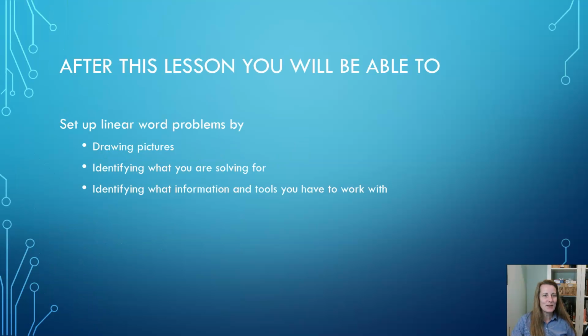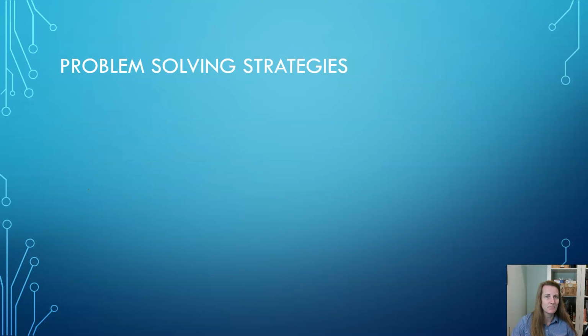Today we are going to learn about setting up word problems. I'm actually going to cross out the word linear. We're just setting up word problems. I'm going to give you some hard ones. We're going to draw pictures. We're going to identify what you're solving for, and you're going to identify what information and tools you have to work with. Module 2, Part 2, will go through actually solving those problems, but let's just set them up. That seems to be the hardest thing.